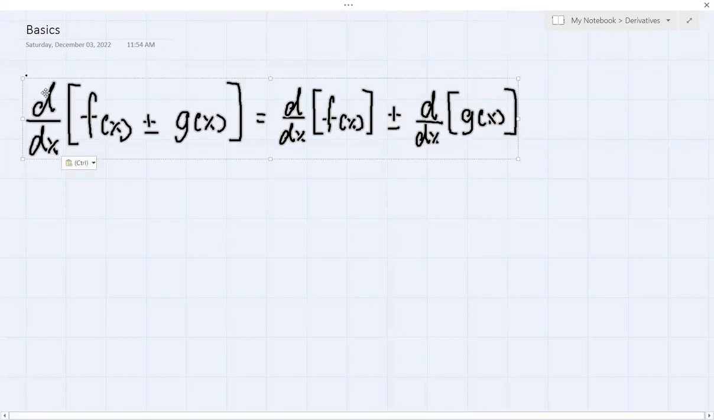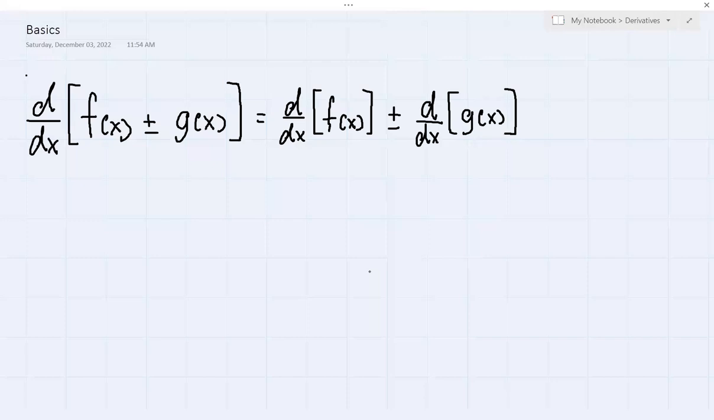So let's have a recall. This is the sum and difference rule of differentiation. The derivative of f of x plus or minus g of x is equal to the derivative of f of x plus or minus the derivative of g of x. Okay? So, ibig sabihin nun guys, if you have a given sum or difference between the given functions at kukunin mo yung derivative niya, ibig sabihin nun, i-differentiate mo sila yung functions nila.